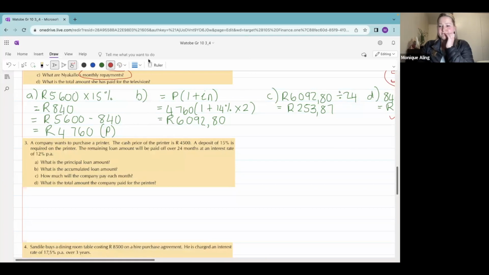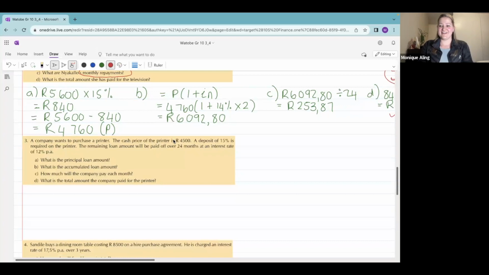Misile. Hi. Hi. How are you? Good, and you? I'm good. Okay, so I'm going to try this with you because I haven't written it down yet.